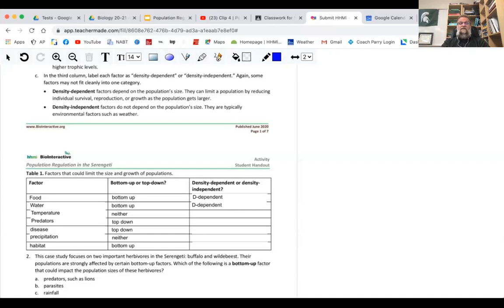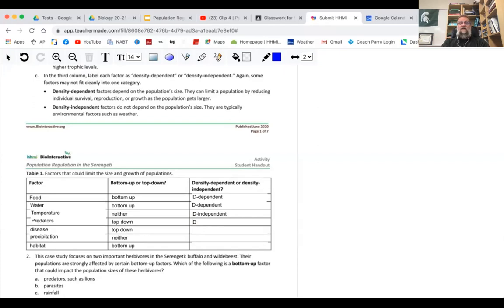Temperature is density independent. The temperature in the environment does not change based on the density of the population. If all of a sudden we have a greater density of elephants in the Serengeti, that does not change the temperature. An increase in elephant density doesn't affect the temperature. A decrease in elephant density does not change the temperature. So that's why we say it's density independent.